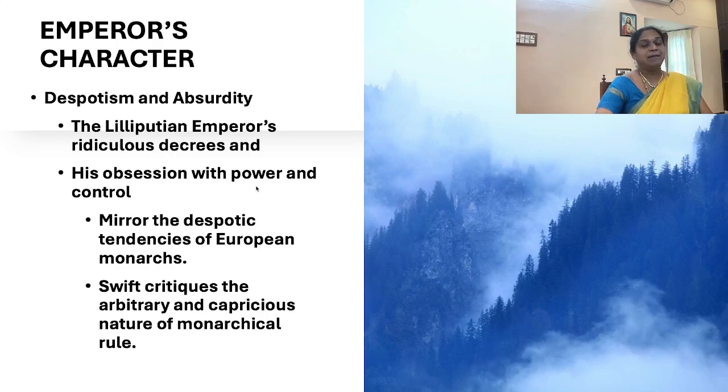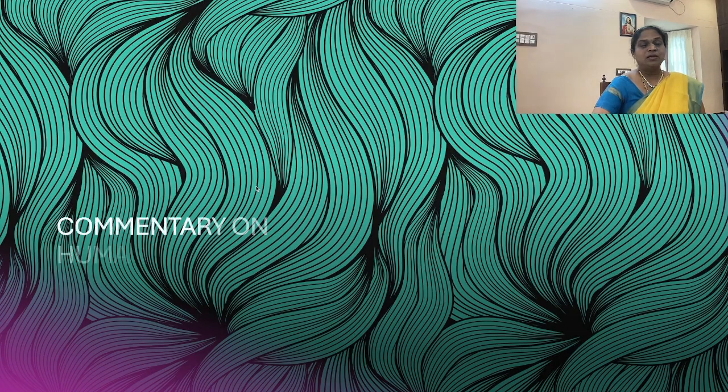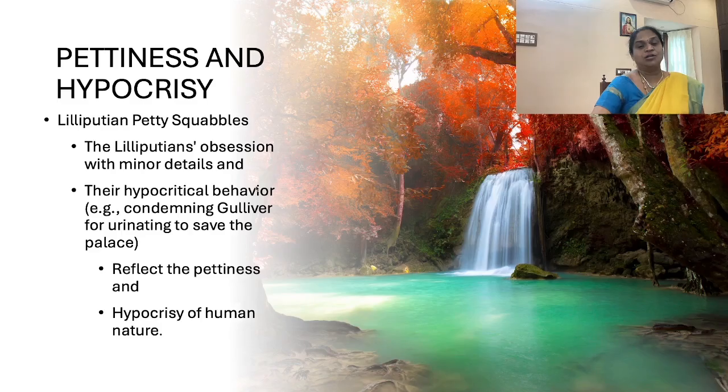So now we come on to the emperor's character. You find that there is despotism and absurdity. The emperor in Lilliput ridicules decrees, and he's obsessed with power and control. So this mirrors the despotic tendencies of European monarchs. So you can equate the emperor in Lilliput with the emperors in Europe. So here, through this reference, Swift tries to critique the arbitrary and capricious nature of monarchical rule. So we now move on to the commentary on human nature.